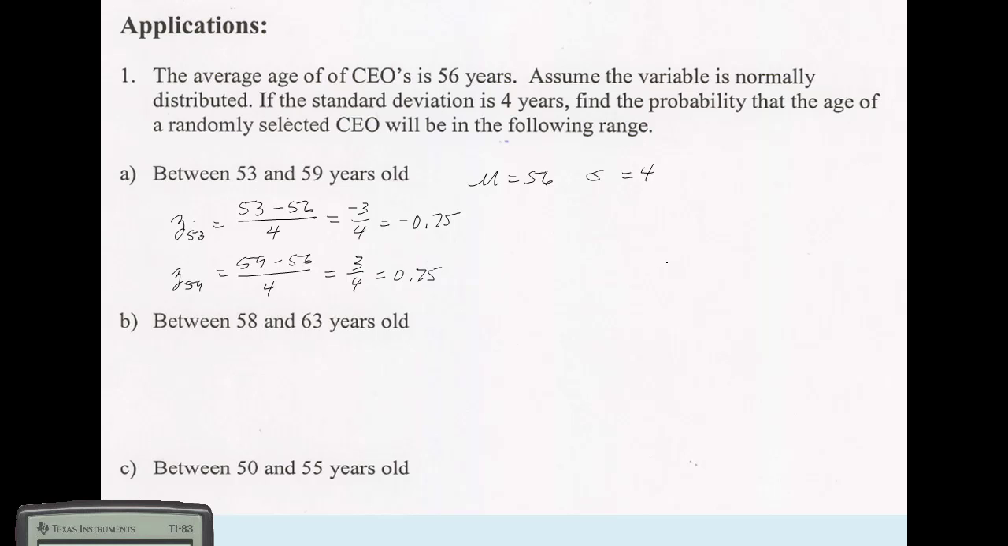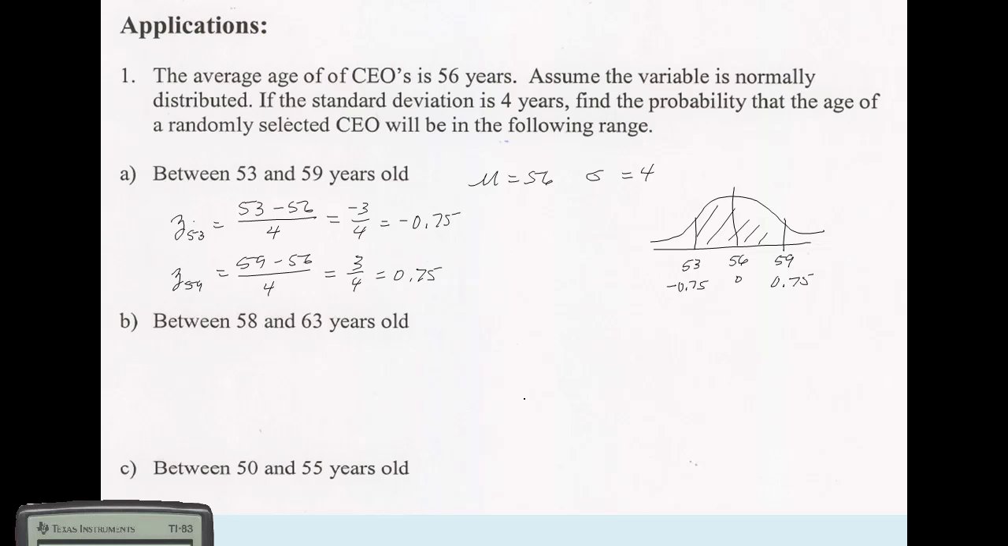So what I want to do now is find the area under the curve. Here's my mean. It's 56, also 0 if it's a z-score. This is 59, and this is 53, and this is negative 0.75, and this is 0.75. So I found all of that information. Now I just have to find the area between these two z-scores.